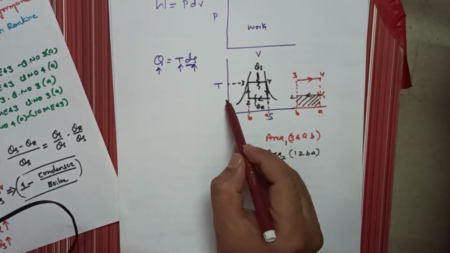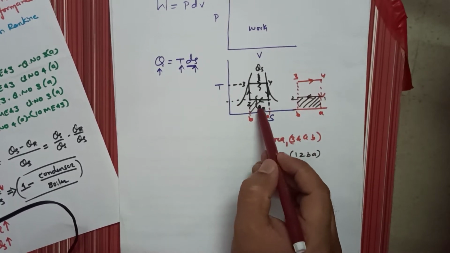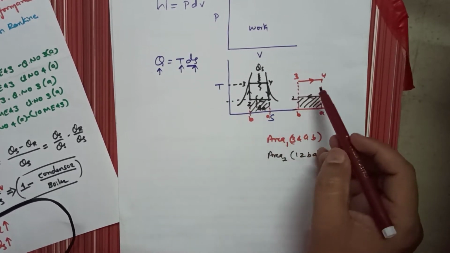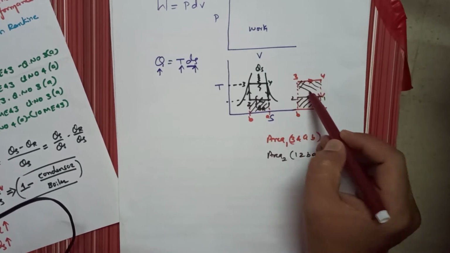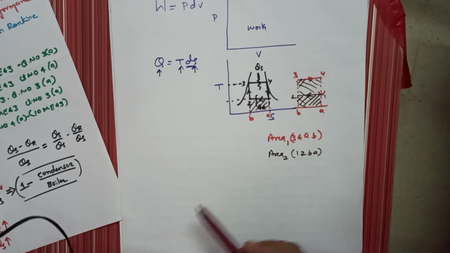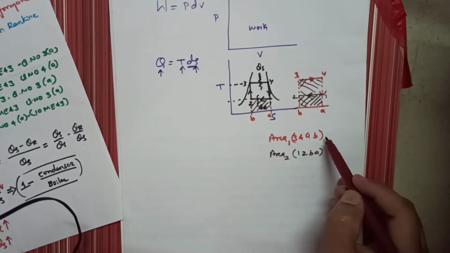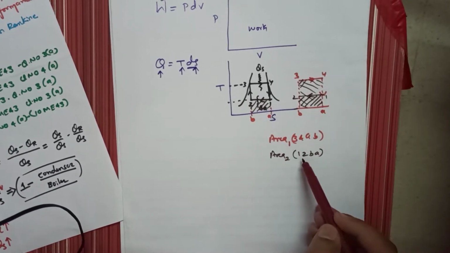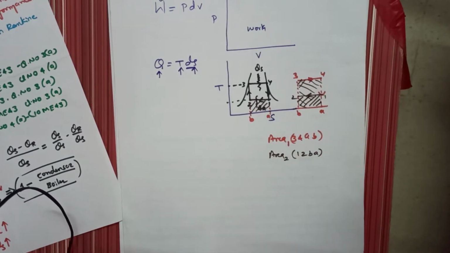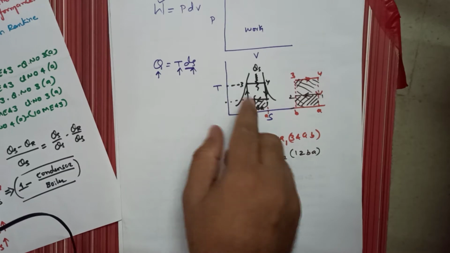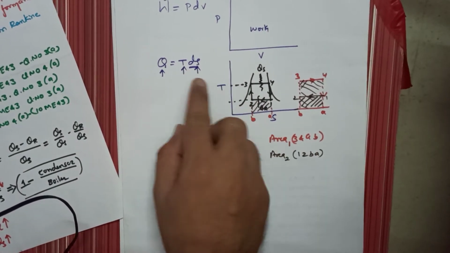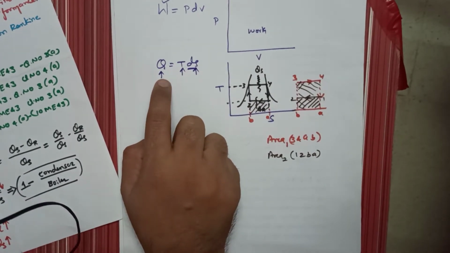Understood? So heat rejected is this much, and heat added is from this one. Here, from here to here is the heat added. So heat added is more, QS is more, and heat rejected is less, QR is less. Understood? So this is how the area under the TS diagram will give the value of Q.